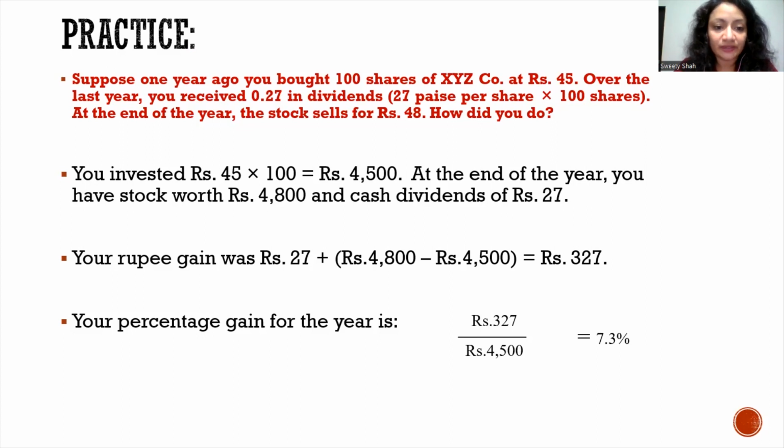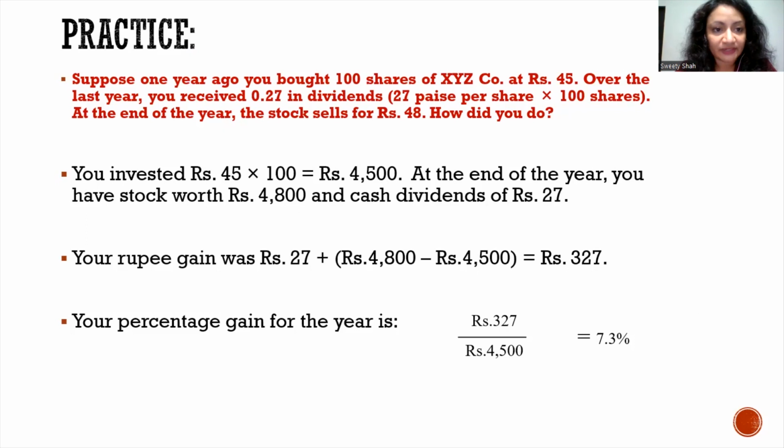So here your rupee gain would be 27, which is your current return, and the difference between the price at the end and the price at the beginning, which would be 300 rupees. So overall, your total return in rupee value would be 327. If you calculate the percentage gain for this particular year, that would be your total return, that is 327, divided by your initial investment, which was 4500. So here in percentage, your return would be 7.30%.